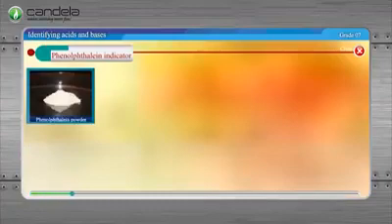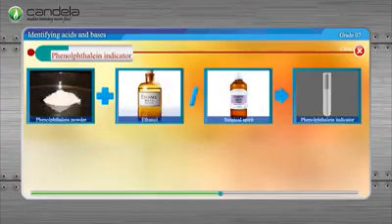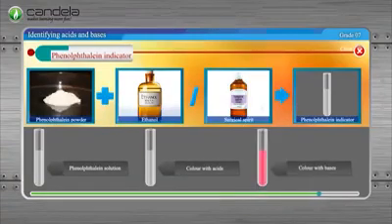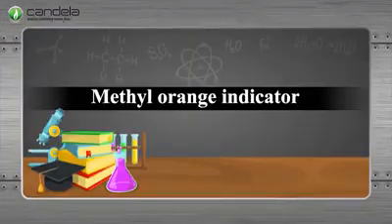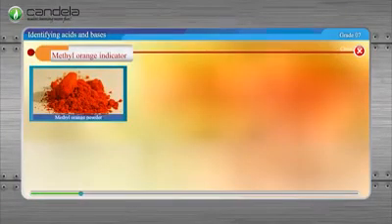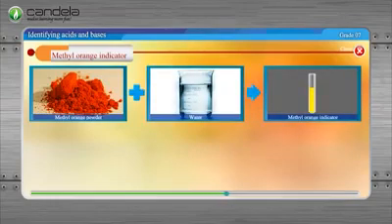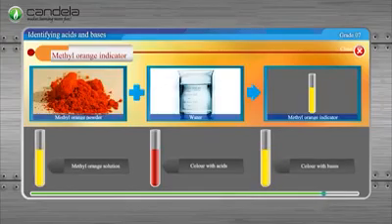Phenolphthalein is a kind of white powder, and the colorless solution which is obtained by dissolving it in ethanol or surgical spirit is known as phenolphthalein indicator. It doesn't change color in acidic medium, and turns pink in basic medium. Methyl orange is a kind of yellowish orange powder, and the yellow color solution which is obtained by dissolving it in water is known as methyl orange indicator. It turns red in the acidic medium, and doesn't change color in the basic medium.